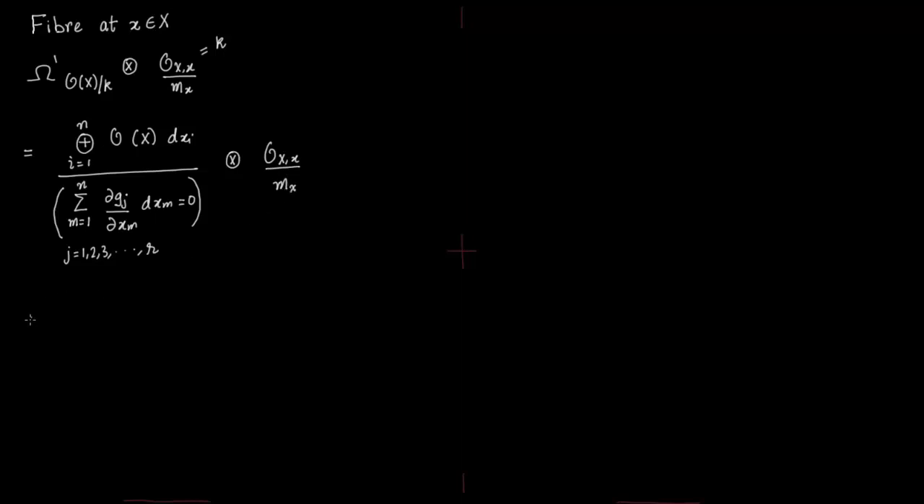Now you first tensor O_X with O_{X,x}, and then you modulo out the maximal ideal. So you just get k dx_i. Again, why? Because O_{X,x} is an O_X module, and you tensor it, you get O_{X,x}, then you modulo out the maximal ideal. What you get is a field k, and the tangent planes are there as such, again evaluated at the point x. Then you have dx_m equal to 0.